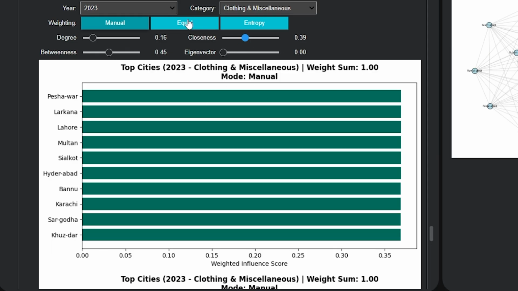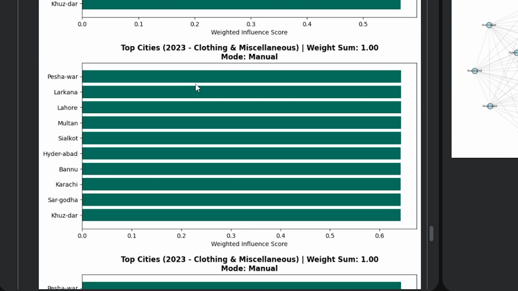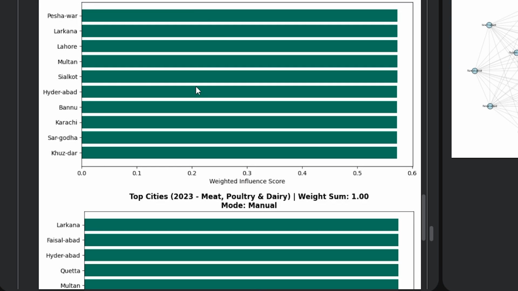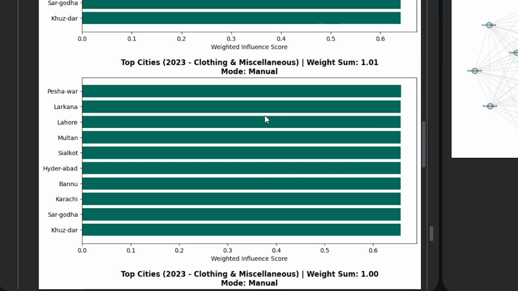This tool allows policymakers to manually adjust the weights for degree or betweenness to see how the ranking of the cities changes in real time. It effectively turns our discrete model into a decision-making model.